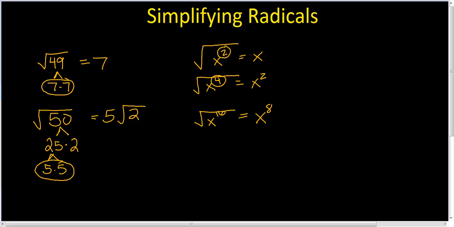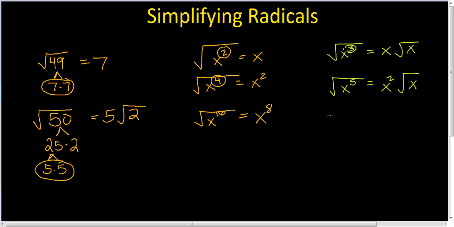Now let's practice with an odd exponent. If we have the square root of x cubed, that's going to equal x times the square root of x, because 3 divided by 2 is 1, and then we have a remainder of 1, so that x will stay inside the square root sign. Let's try the square root of x to the 5th power. That's going to equal x squared, because 5 divided by 2 is 2, with a remainder of 1. And let's try the square root of x to the 17th power. 17 divided by 2 is 8, with a remainder of 1.